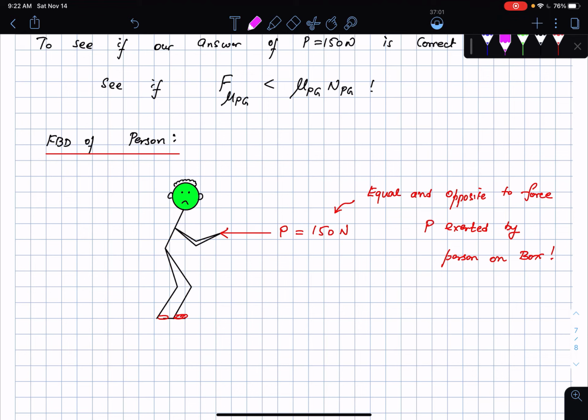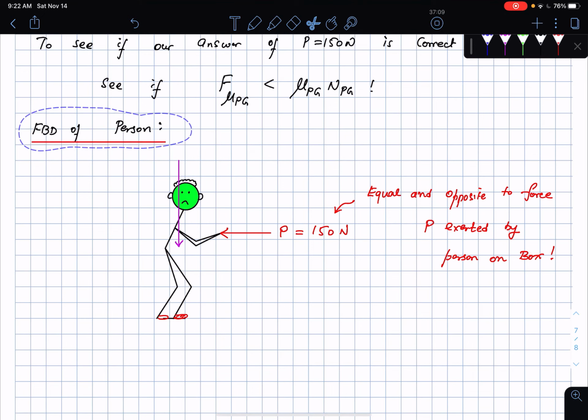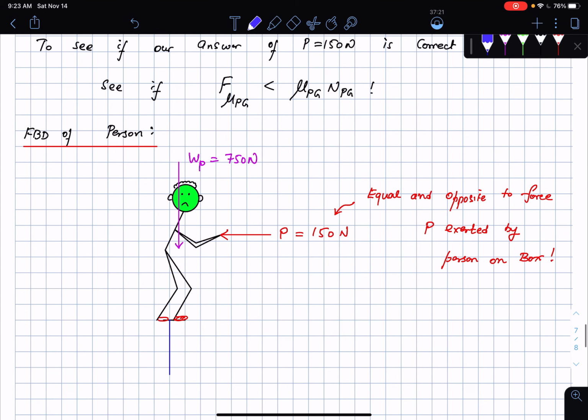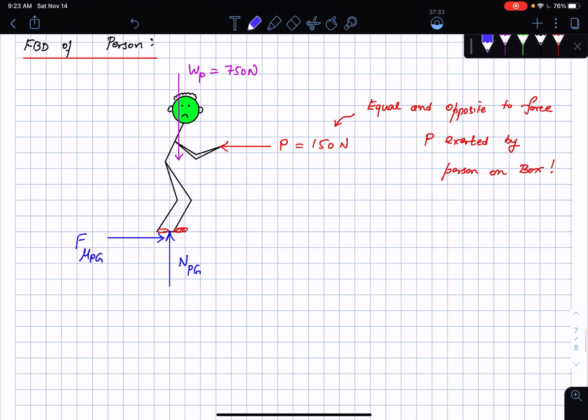I have the weight of the person, which is acting vertically down, somewhere through the center of gravity of this person. Let me grab this and put that here. So this is the weight of the person, which was 750 newtons. Then I'm going to have the normal force. Now in this case, I don't know where the normal force is acting on the person, but the dimensions are not given to me, so it does not really matter to me. Friction force is now going to be acting this way. So this is going to be F mu Pg. Sum of forces and so on will be what is going to be done here.